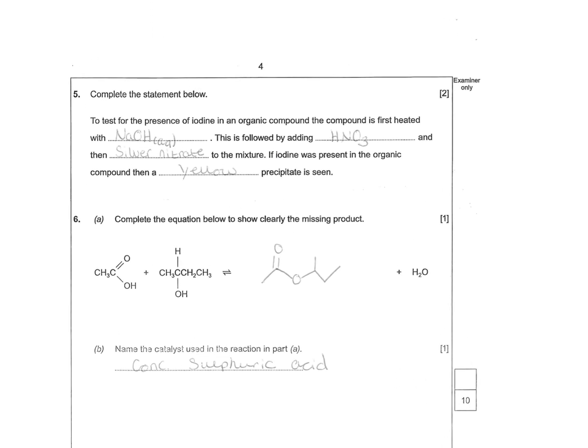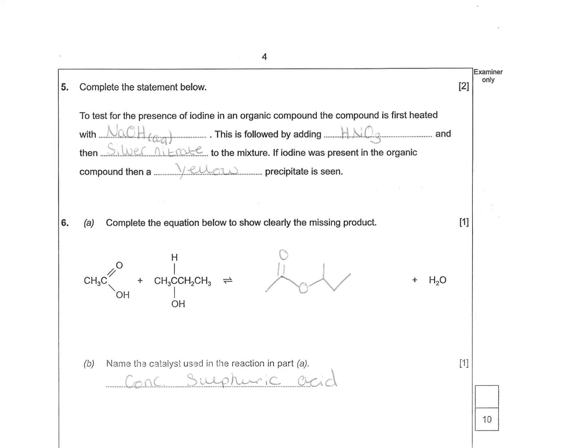So to test for the presence of iodine, an organic compound is first heated with NaOH. Okay, the following is then added, so nitric acid. So you've got to make sure you add the nitric acid first and then the silver nitrate. And then thinking about your colours, chlorine is white, bromine is cream, and iodine is yellow.